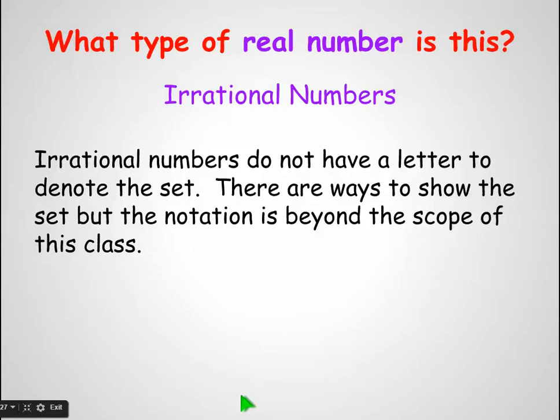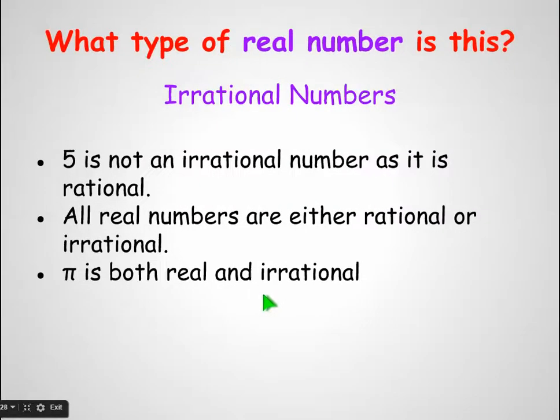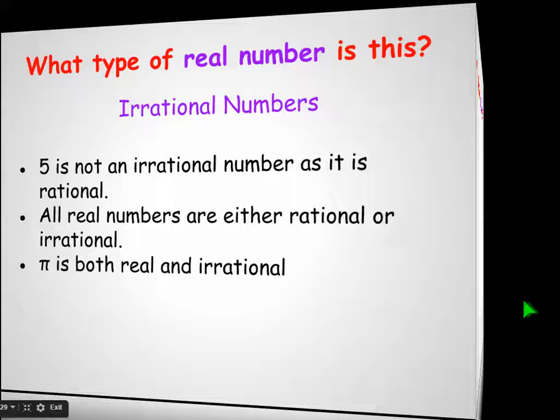Irrational numbers do not have a letter to denote the set. There are ways to show this, but it's beyond our scope in this class. 5 is not an irrational number, as it is rational. All real numbers are either rational or irrational. This is a very important point right here. Every number that we're going to deal with, for now, is either rational or irrational. Pi is both real and irrational. Square root of 2, real and irrational.